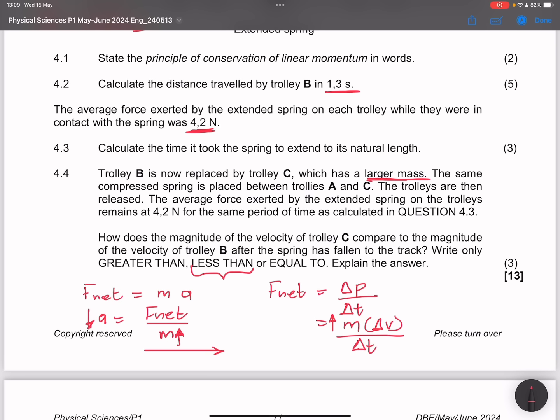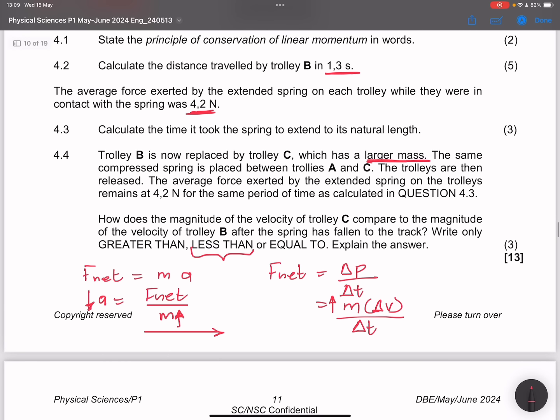So that means that the greater the mass, what would happen there is that the change in velocity would be less, resulting in a decreased change of velocity. I hope that makes sense, ladies and gents. I think I would go with this one in terms of my explanation, but we know it definitely will be less than. All right, let's go to the next question.